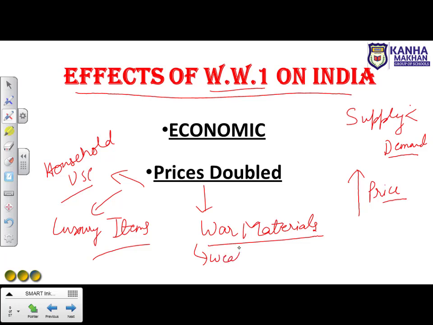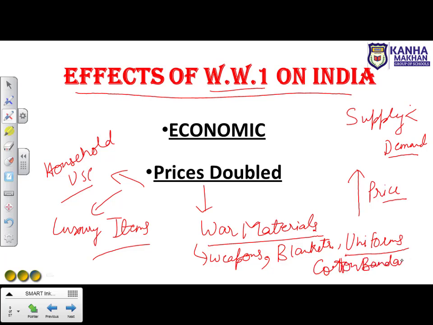Like weapons are there, then for the soldiers the blankets are there, and not only blankets, the uniforms which they wear and then fight in the war, all of these things. Not only that, cotton, because band-aids are there, cotton band-aids, because soldiers most of the time get injured. So all of these war materials, their production is done on a very huge scale if any country is going through a war.